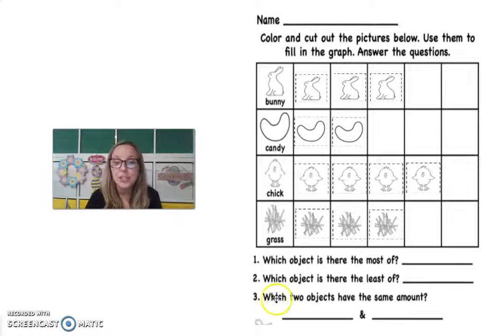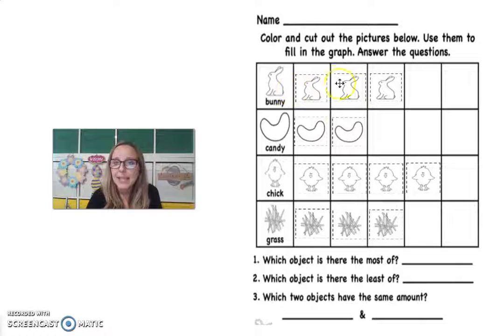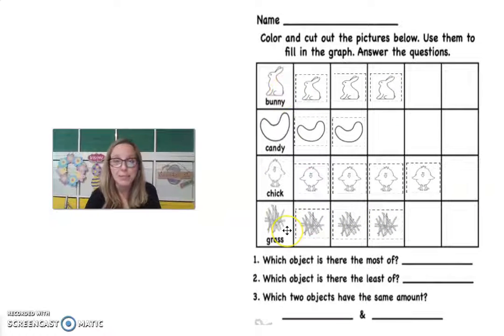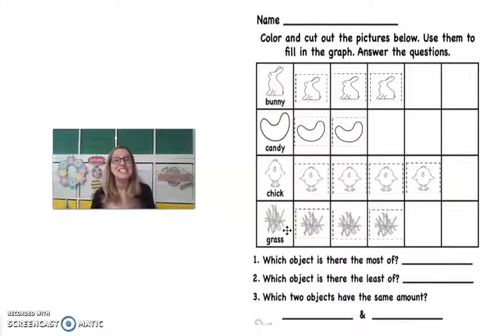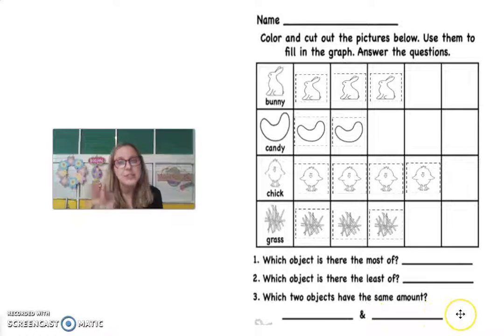Looking at number 3, it says, which 2 objects have the same amount? Now remember, same means they're equal. So they'll have the same number of spots filled up on our graph. So looking here, I can see that both my bunnies and my grass have 1, 2, 3. So because bunnies and grass both have 3, those are the ones that have the same amount. So down here on the line, you will write bunny and grass. So take some time to do your best handwriting and get that completed.